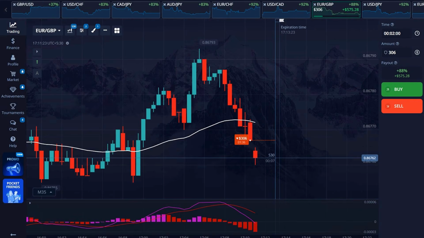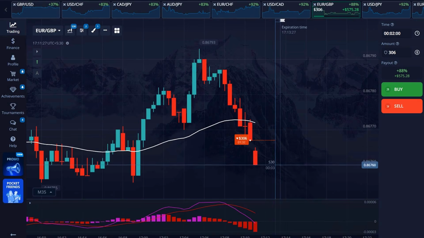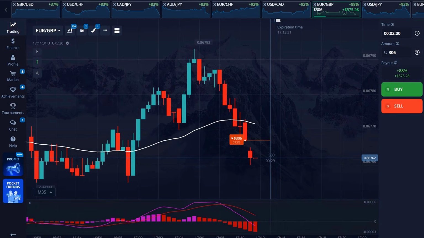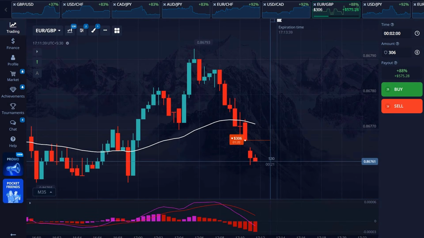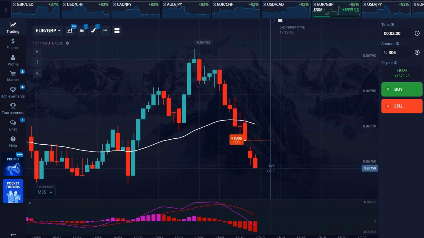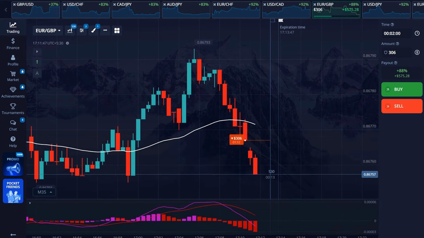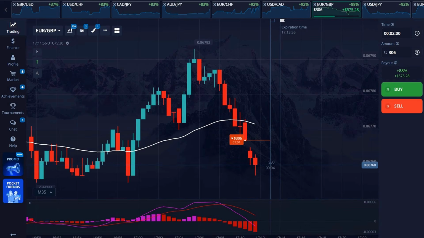At the same time, the MACD line crossed below the signal line, and the histogram turned red, signaling that bearish momentum was kicking in. Once that candle closed, I entered a sell trade for 2 minutes at this level. The plan: to capture the next wave of downward momentum while the trend stays strong.